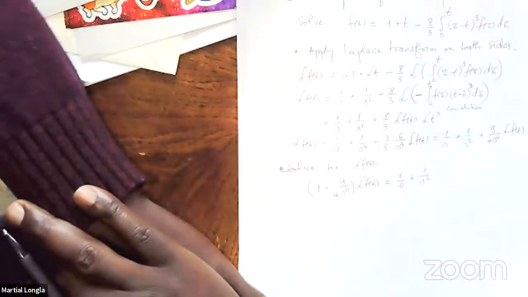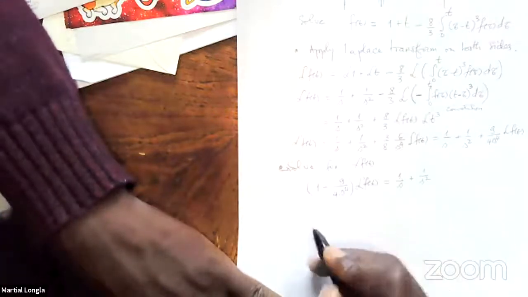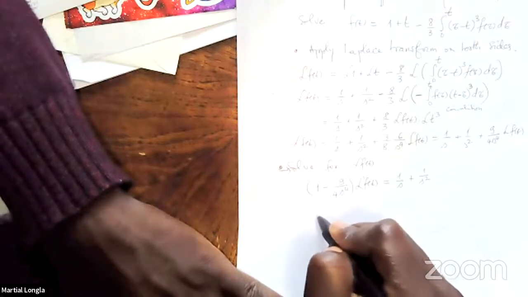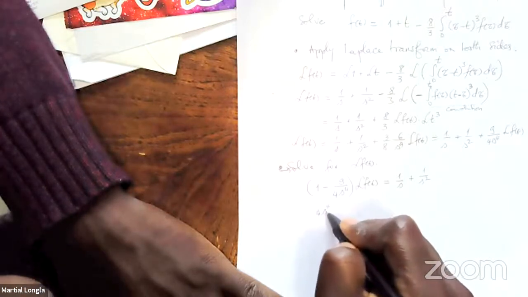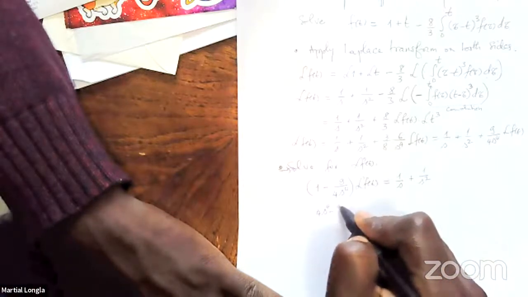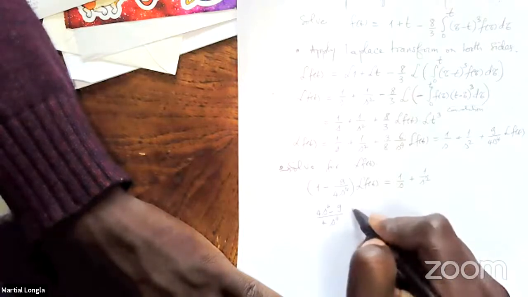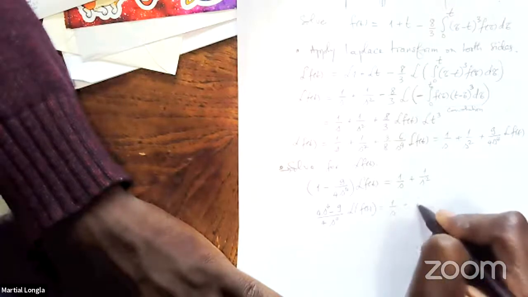Notice that I am not combining these things. I keep writing them as is. I don't need to make my life more miserable by combining them. It's useless work. And now here I can bring the common denominator, send it back there. So it's going to be 4s to the fourth minus 9 over 4s to the fourth Laplace transform of f of t equals 1 over s plus 1 over s squared.